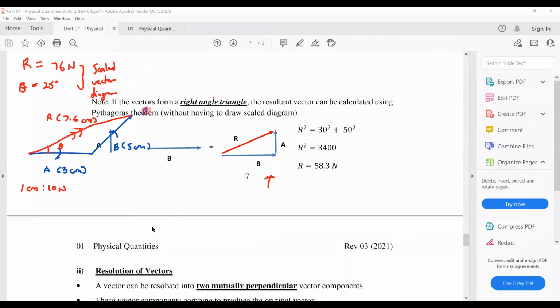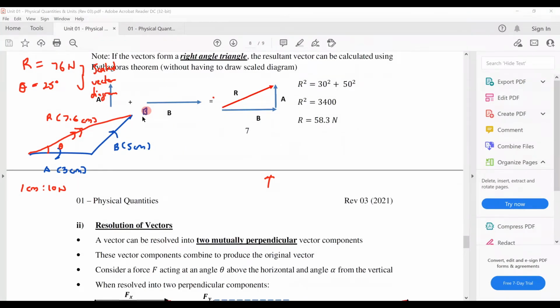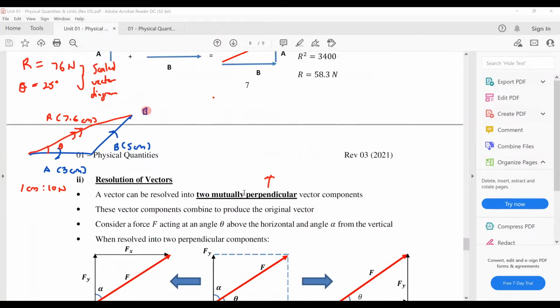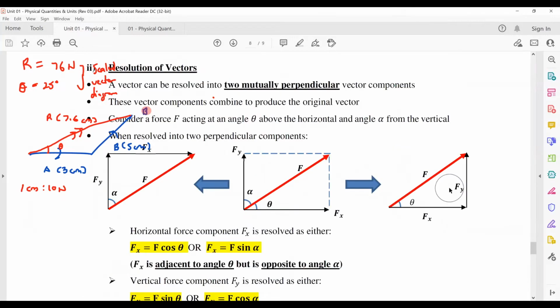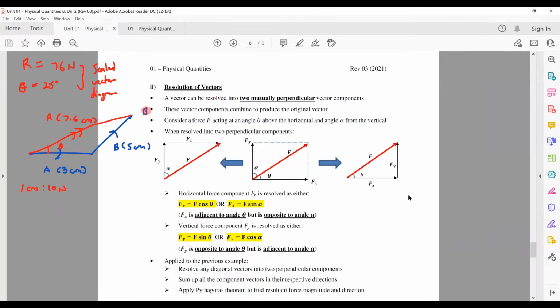All right, so there is another method to find a resultant vector. That one is by using resolution of vectors. Now, for resolution of vectors, the key thing to know is that any vector can be resolved into two mutually perpendicular vector components. Okay, the key thing to know first is that if you have any vector, it can always be resolved into two mutually perpendicular vector components.